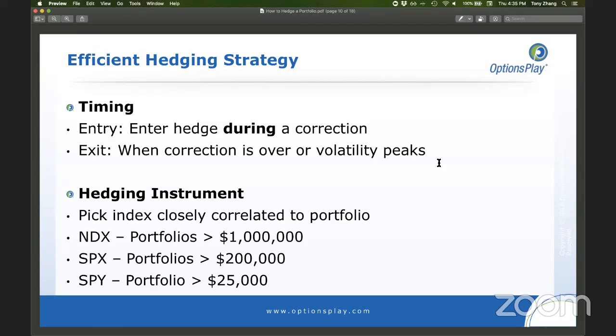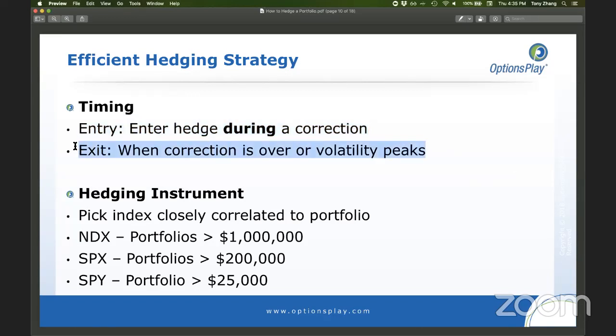How do you actually do it efficiently? There are a few different things that we want to look into. Number one, we have to make sure that you do the timing correctly. From my perspective, because of how expensive it is to buy a portfolio hedge, as far as entry goes, it actually makes sense to be a little late and enter the hedge during a correction, as opposed to trying to anticipate a correction. Because if you're anticipating a correction, you're effectively paying for insurance during a time that you may not need it. And that will cause a huge drag on your portfolio.